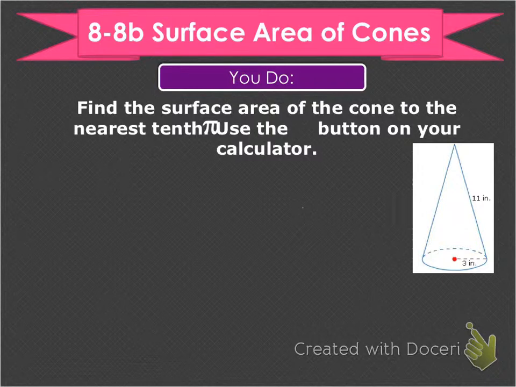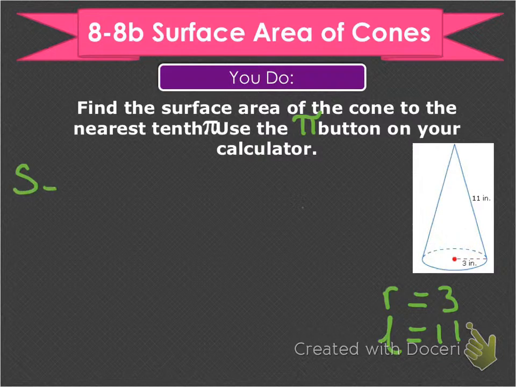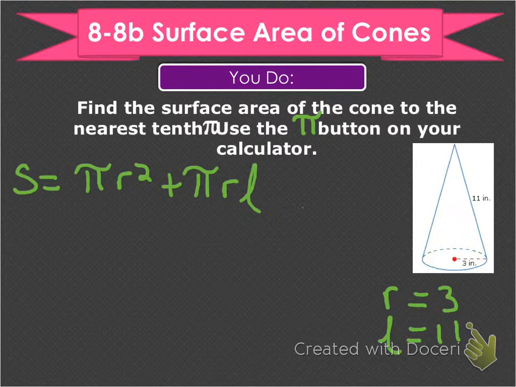Okay, you're going to do this last one on your own, and make sure you bring it up to me to have it checked and to take credit for your notes. Again, this one you are given the radius of 3 and the slant height of 11. So using that formula, surface area equals pi r squared plus pi times the radius times the slant height to find the surface area of this cone. Don't forget to bring it up to me.